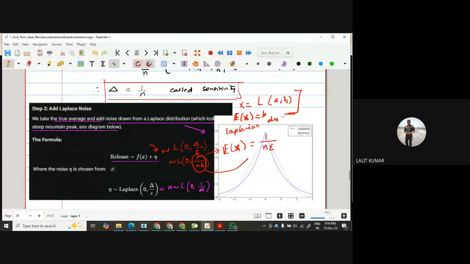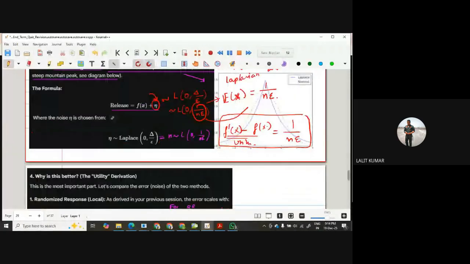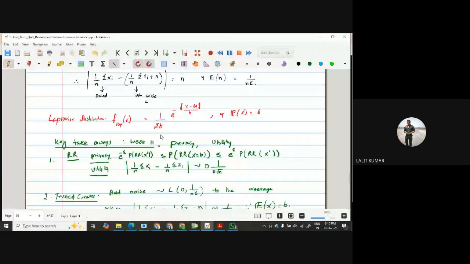So this noise is the error. When you compare f'(x) minus f(x), this is the error, which is the utility. This becomes of the order of 1 by n epsilon. So what we have achieved here is that earlier, in the random response, we had to increase n many folds because the error went by root n. But here it is n. So just by increasing n some more, we can improve the utility. I hope this understanding is clear. This is the only part on the trusted curator.